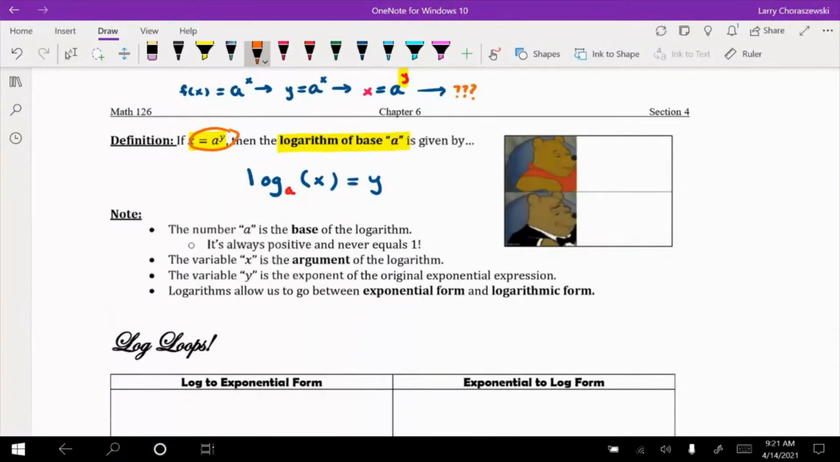Okay? So a couple of side notes here, and then we'll do the fancy Winnie the Pooh. There's stuff I want to fill out in there. So this number a, that's a subscript between log and parentheses x, is known as the base of the log. And it says here it's always positive and never equals 1. And the reason for that is because that's exactly how we define the base of the exponential. So the subscript on the log is the log's base. Whatever's inside the log's parentheses, in this case the variable x, that's referred to as the argument.